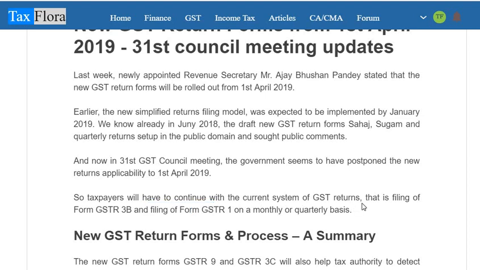GSTR-1 on a monthly or quarterly basis means persons for whom monthly is applicable have to file GSTR-1 on a monthly basis, and for whom GSTR-1 is applicable on a quarterly basis, they have to file on a quarterly basis, and GST 3B they have to file on a monthly basis. Now we'll see one by one what the new GST return forms are, how the formats are, what types of forms there are, and how they have to be filed, whether monthly or quarterly. We'll see one by one in detail.